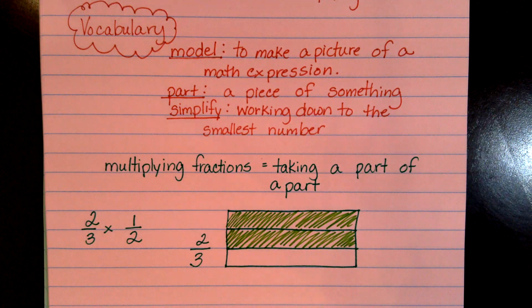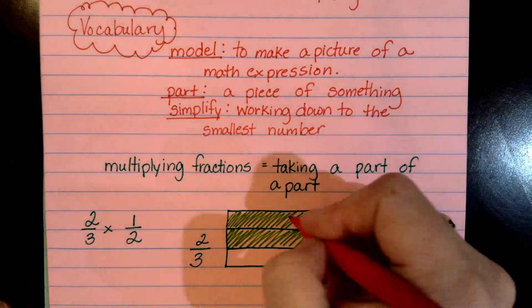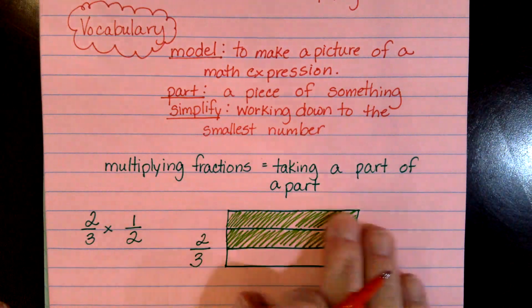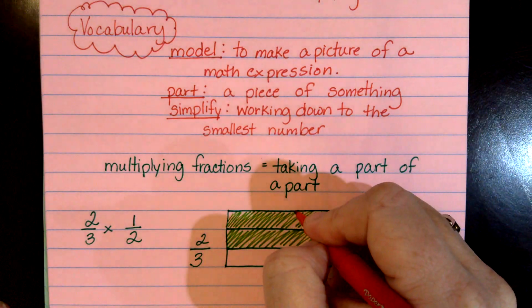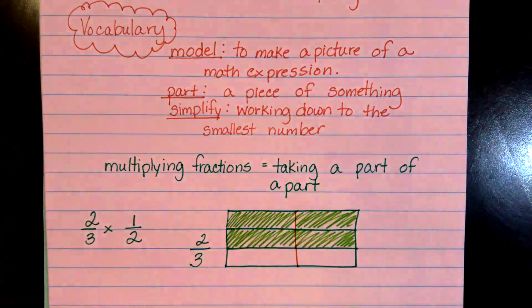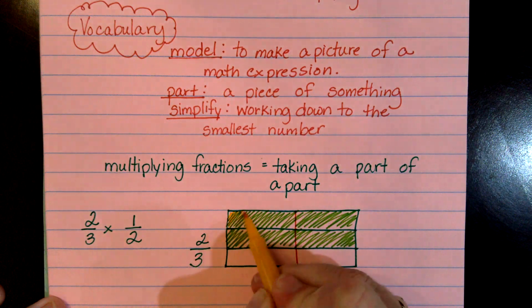So now we get to look at 1/2. We're going to take the same whole, our same whole piece, and we're going to divide it in half the other direction. So this one we divided horizontally. Now we're going to divide vertically. And we are going to color in 1/2 of our whole.